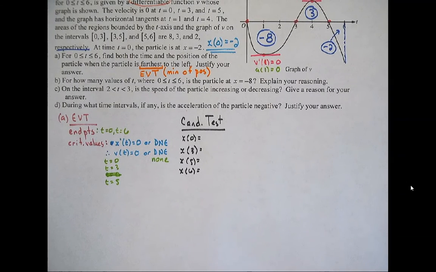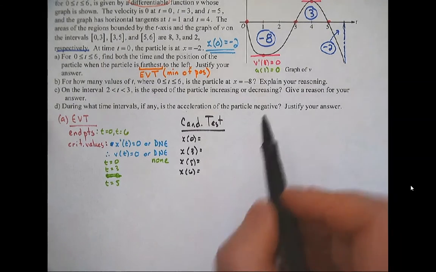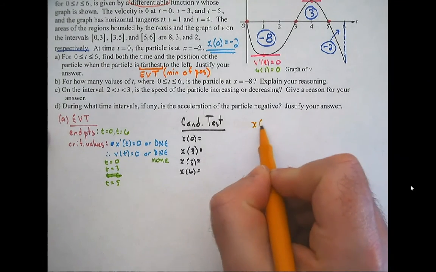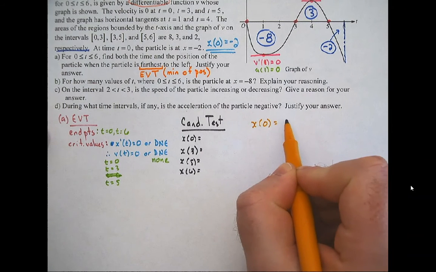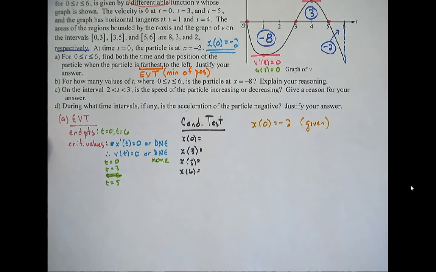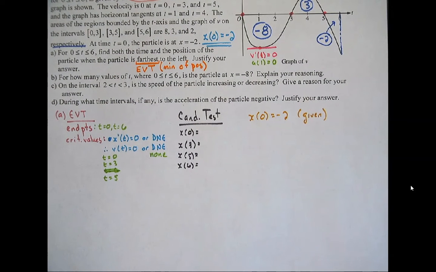All right, how would you figure these out? Let's start off with x of 0. What does x of 0 equal? -2. How do we know this? It's given. Game over. That one was easy. Now we want to figure out what x of 3 is.